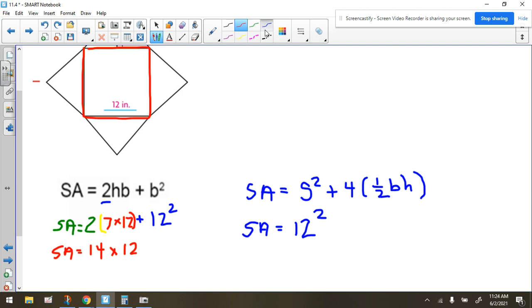And then we have to also know that 12 squared would end up being 144. It's the same thing as 12 times 12. Now, if we did that in this formula, we'd still get 144.